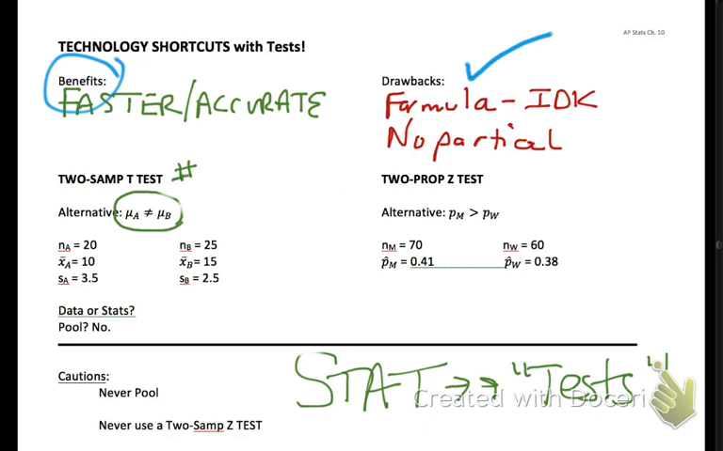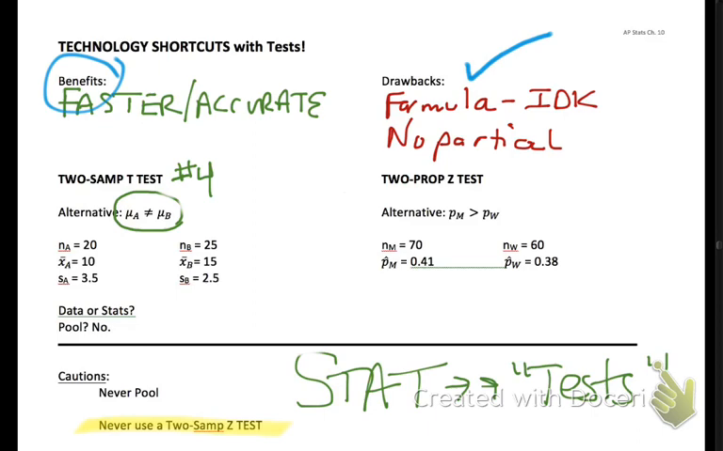Number 4 on the TI. Be careful not to pick number 3, which is two-samp Z test. We never use, see that highlighting down there? We never use a two-samp Z test because that will be asking for the population standard deviation, which we often don't know.